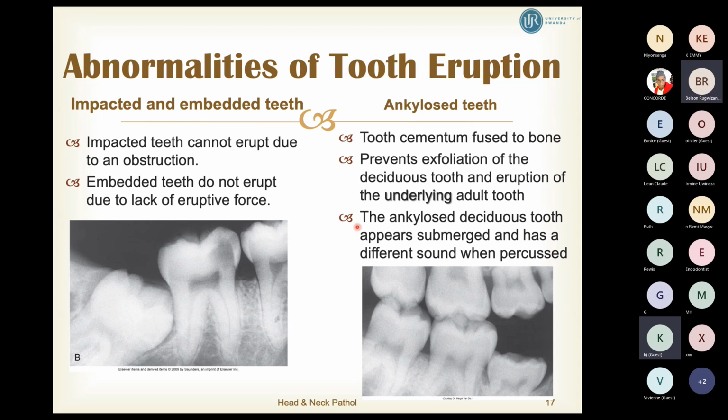Ankylosed teeth, this is when a tooth cementum is fused to the bone, to the maxilla or the mandible. So this will prevent the exfoliation of the deciduous tooth and eruption of the underlying adult tooth.